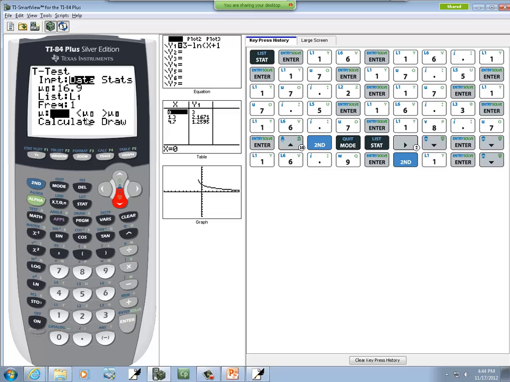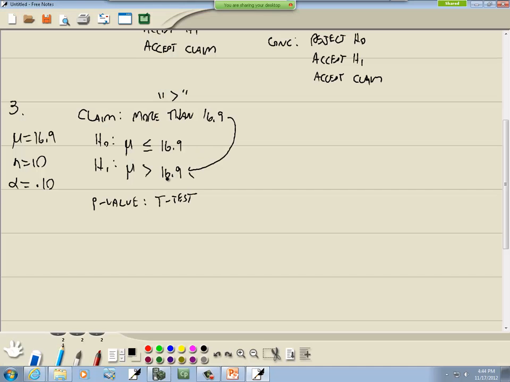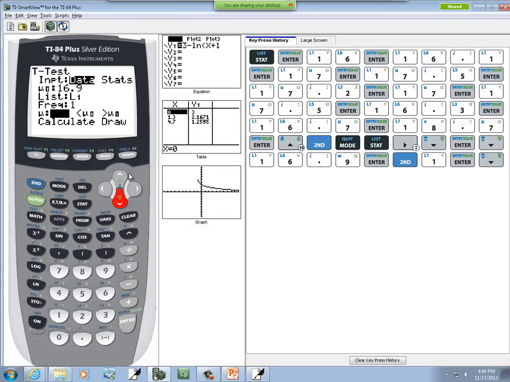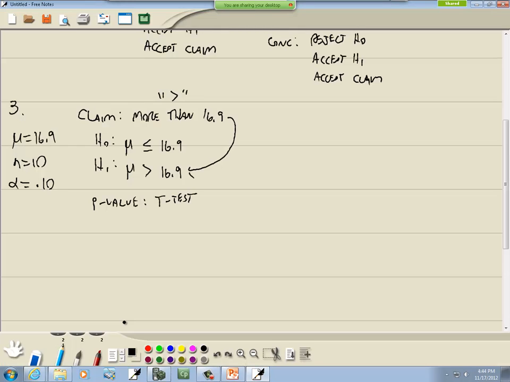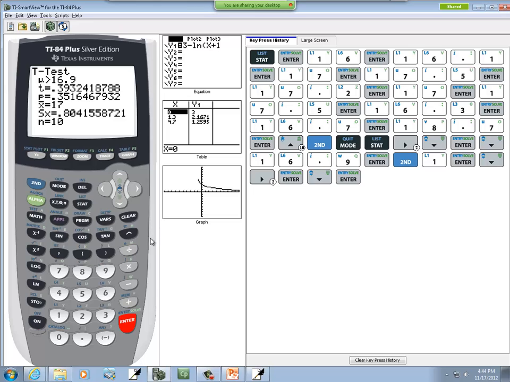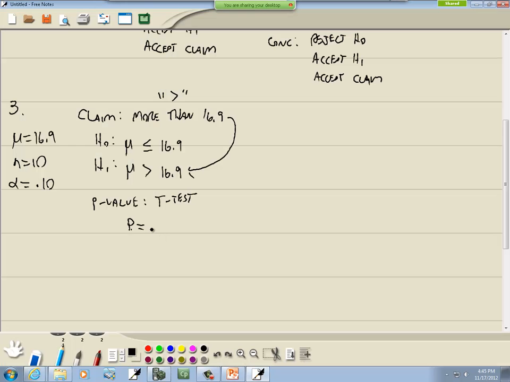And then the symbol on H1 was a greater than. So I'm going to right arrow over to the greater than and press enter on it. Down arrow to calculate and press enter. And P equals is your P value. So P is equal to 0.3516.